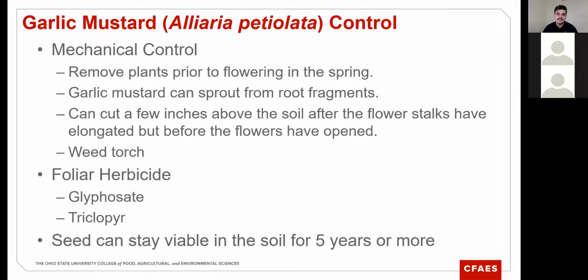And garlic mustard can sprout from root fragments, which is scary, because if you pull it up and you don't get the whole root out, then you might have another plant. So I said persistence is one of the important tools. If you go the mechanical route, pretty much with any of these invasive plants, you're going to have to come back two, maybe three times a year for a multitude of years to make sure that you get full control of the area.